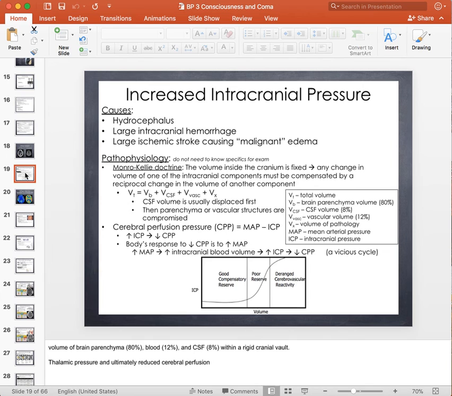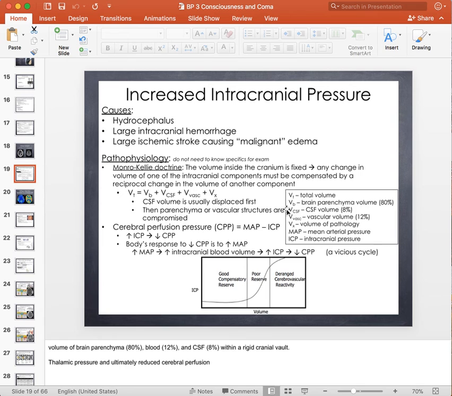So going back to increased intracranial pressure, why does this actually lead to impaired consciousness? The pathophysiology really comes back to the fact that our skull is a fixed volume. Any change in one of the components within it must be compensated by a reciprocal change in the volume of another component. So the way this usually happens is, let's say you've got that big stroke that we were looking at. As there's increased swelling and the pathology component is increasing, that's normally not there, it has to come from somewhere.